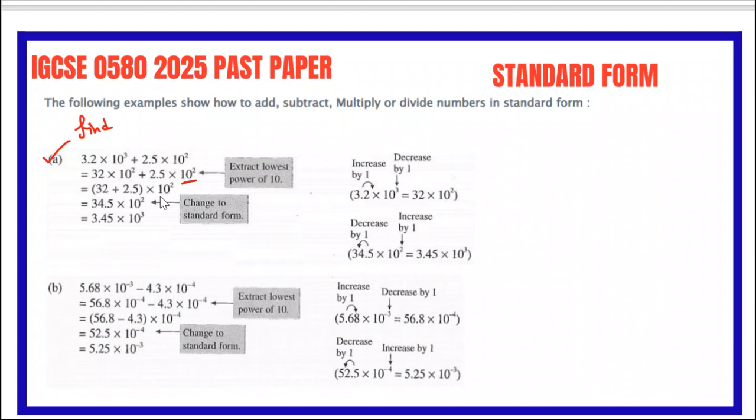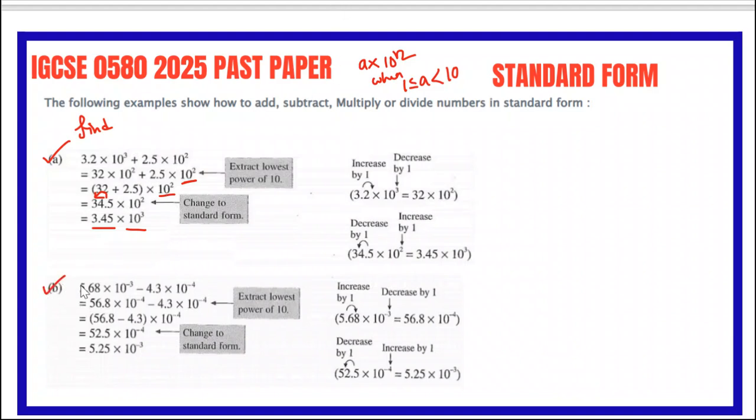Then you take 10 to the power of 2 common. So in brackets you can write 32 plus 2.5. If we add it, we get 34.5 times 10 squared. This number is not in standard form, so we have to convert it into standard form. Because we already know the definition, any number is of the form a times 10 to the power of n, where a lies between 1 and 10, with 1 less than or equal to a, and a less than 10. So we have to move this decimal 1 unit left, and it will become 3.45 times 10 to the power of 3. This is our final answer.